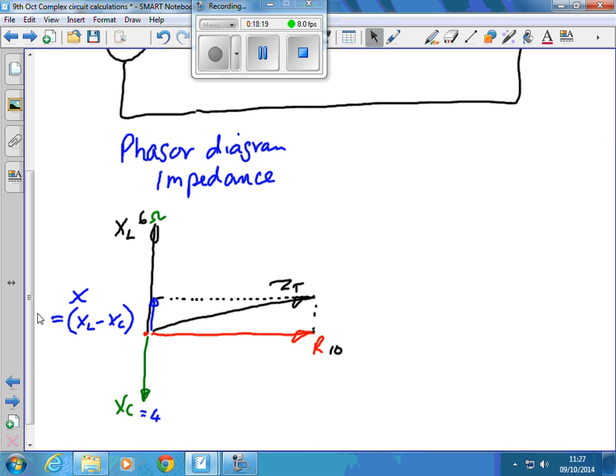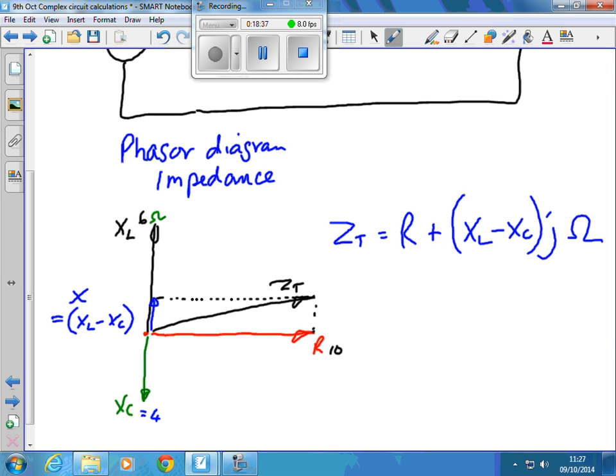As far as a formula for the overall impedance of this circuit is concerned, ZT is equal to R plus (XL minus XC) j ohms. When we talk about a circuit with only inductance in it, we got a positive XL. If we only had capacitance in it, it'd have a negative X. If we've got both, that part could be either positive or negative. The circuit could be overall inductive, or it could be overall capacitive.